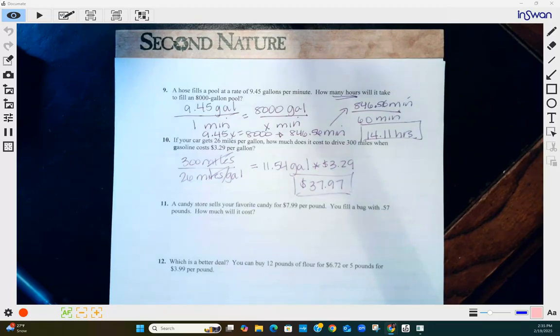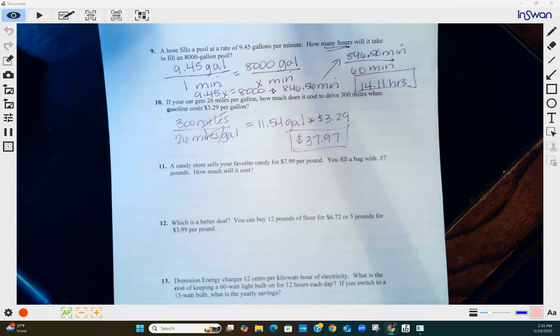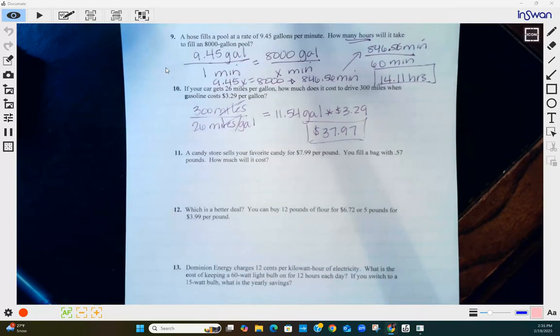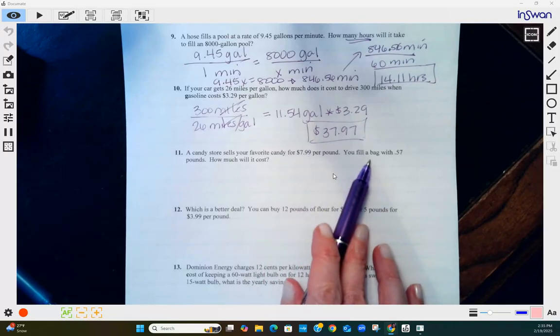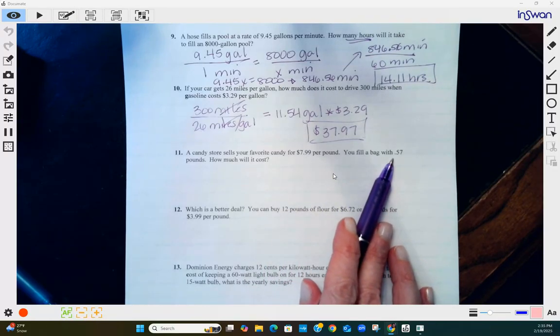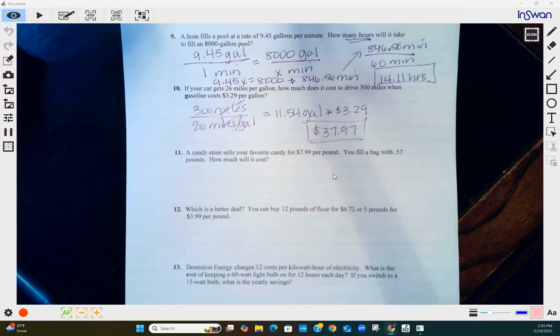Okay. A candy store sells your favorite candy for $7.99 per pound. I know, like at Fresh Market, I like to go on Tuesdays, Chuck and Chicken Day. Check it out if you don't know about that. But that's a store where you get the little scoop, and you can get as much of that particular candy as you want, and it's a cost per pound. So I find my favorite candy at $7.99 per pound. I fill a bag, but it's not a pound, it's 0.57 pounds. How much is that going to cost me?